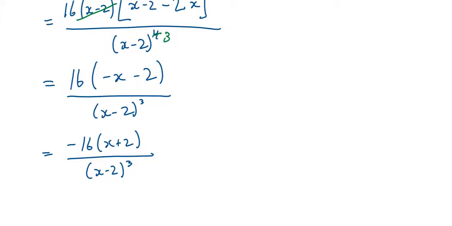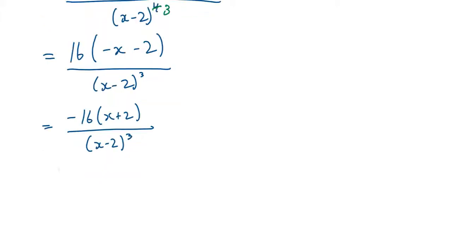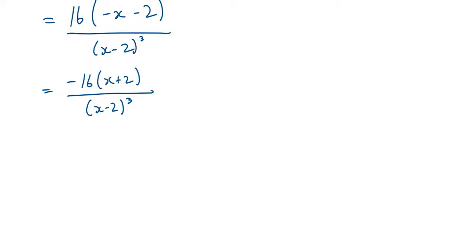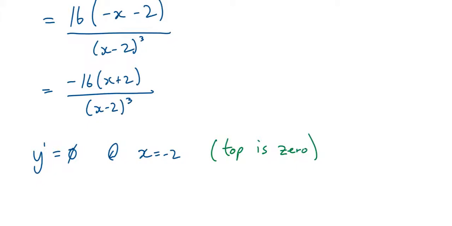Now, this one's a bit more interesting. Where is y prime equal to 0? When x is negative 2. Why? Because that's 0. That's max or min. Yeah, because the function is 0 at negative 2. What's another way we can think about that? When the top is 0, right? So this is when the top of the fraction is 0. Anywhere else? I don't think so.